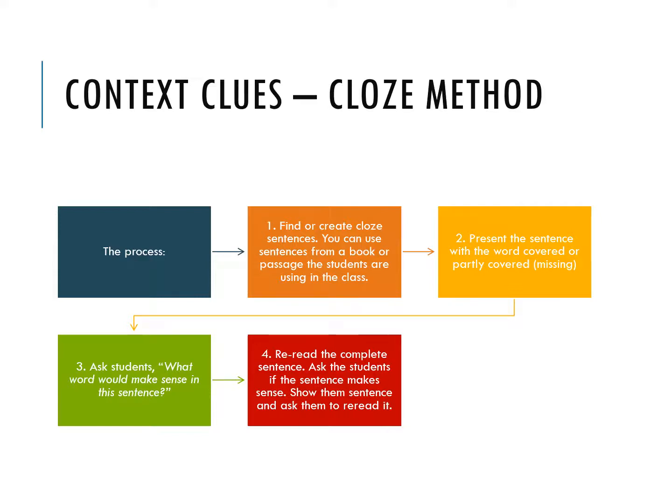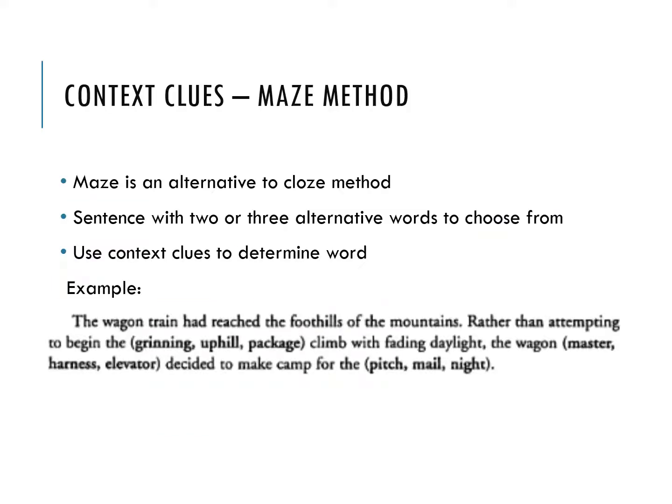And you can do this practice daily on the whiteboard or give students a worksheet to work independently or with a partner. But it's just a short little lesson that you can do each day at the beginning of class just to give them practice with using context clues to figure out what a word is, to do word identification. So that's the cloze method.